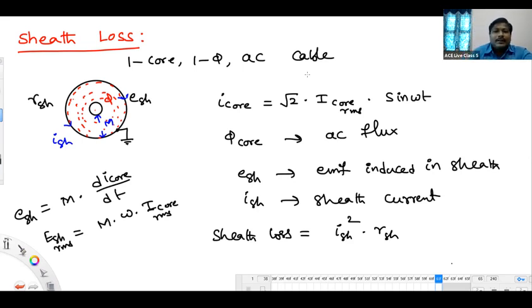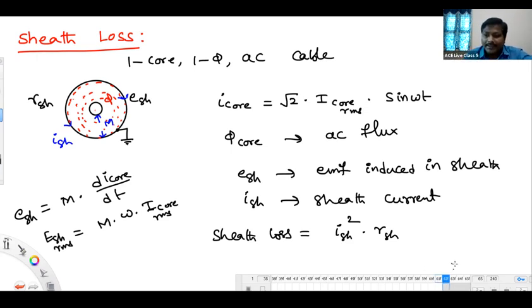Right. Now, three losses we have discussed till now. First one, I square R loss in the conductor. Next one is the dielectric loss, and the last one is the sheath loss. Tell me, what will happen to these three losses if the conductor current is increasing, if the frequency of operation is increasing, or if the length is increasing?